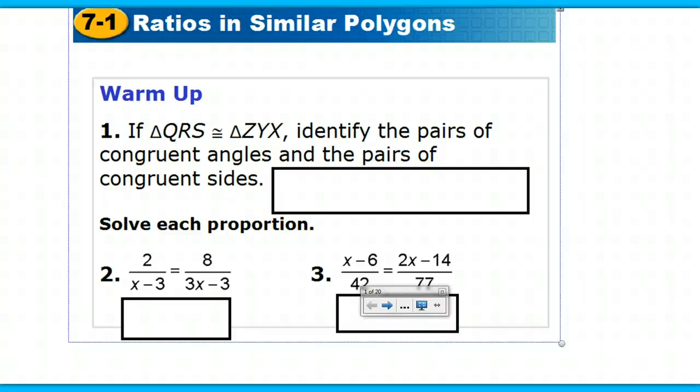Okay, geometry. Can you believe we are in chapter 7? And in section 1, we are talking about ratios in similar polygons. So pause the video, attempt these questions, come back and check your work.